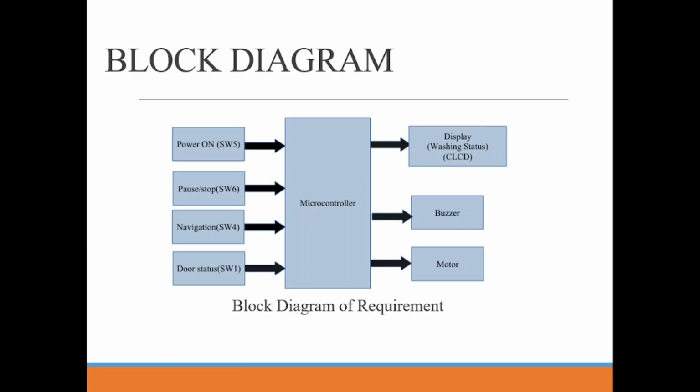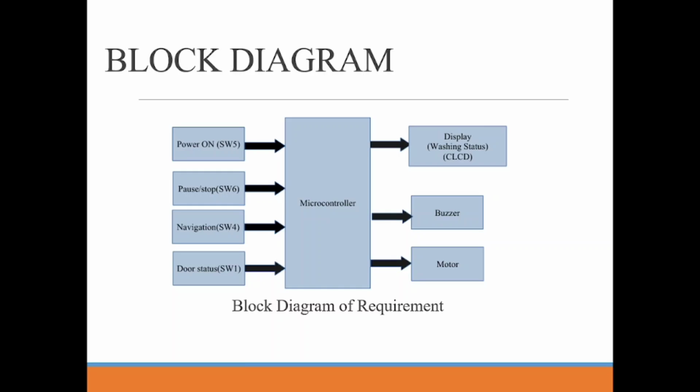So let us see the input side. We have switch 5 to power on the washing machine, switch 6 to pause or stop the program, switch 4 used for navigation, and switch 1 used for the door status indication.